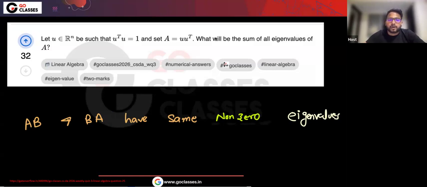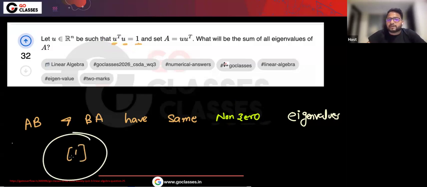I hope you remember. So AB and BA have the same non-zero eigenvalues. Basically, if you consider this a matrix, although it is a vector, a vector is also a matrix, right? If you consider this a matrix, and also consider this a matrix, so suppose these are the two matrices, this and this. If you multiply these two matrices, you get just one, so the multiplication of these two matrices is just one, because the matrix itself is one. So just tell me the eigenvalue of this matrix.